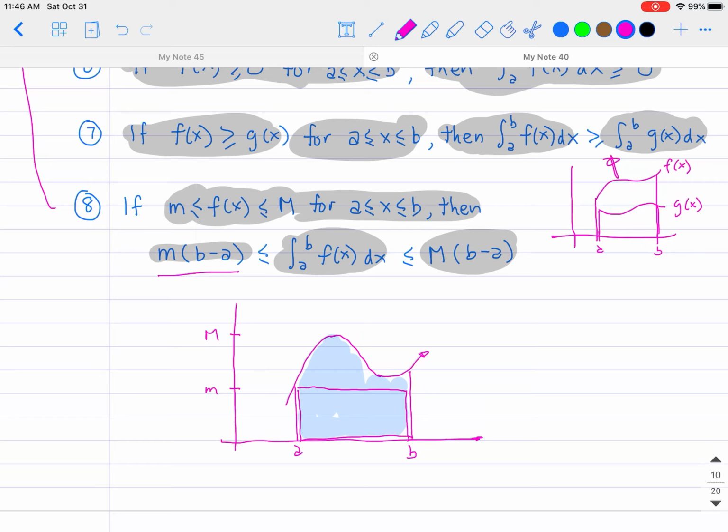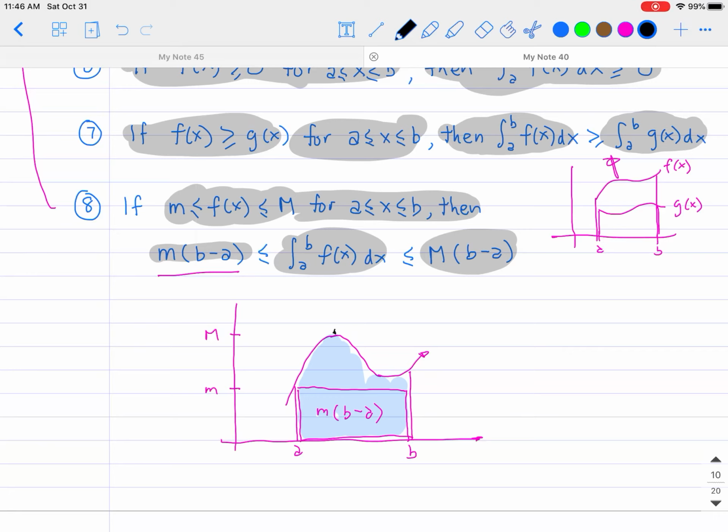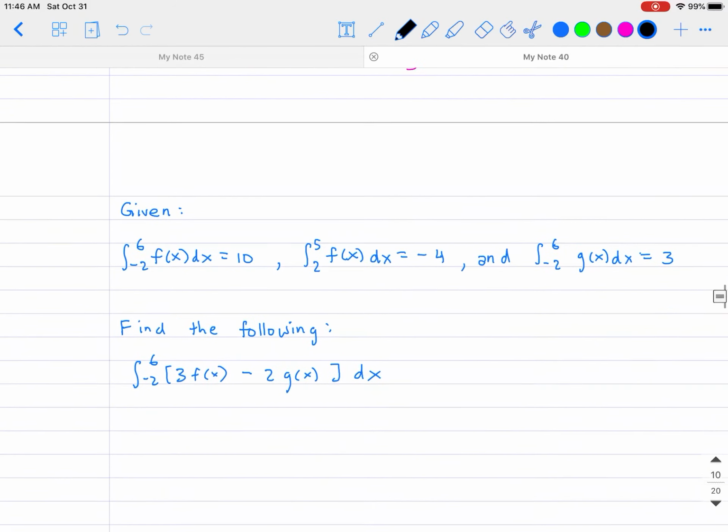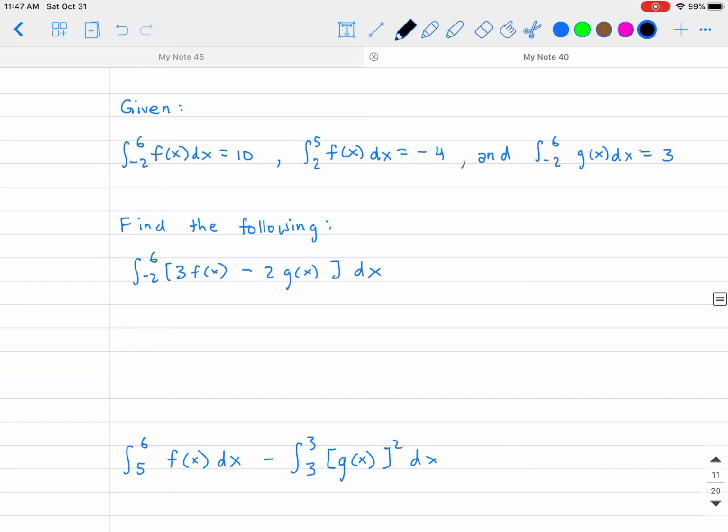Now let's think about the other part. Lowercase m times (b minus a) is the rectangle formed by the lowercase m multiplied by the base. So this right here is m multiplied by (b minus a). For the upper part, let's see if I can draw it with a different color. Okay, let's use black. You can see capital M is over here. If I draw a horizontal line and then draw the base part, that black rectangle has an area of capital M times (b minus a).